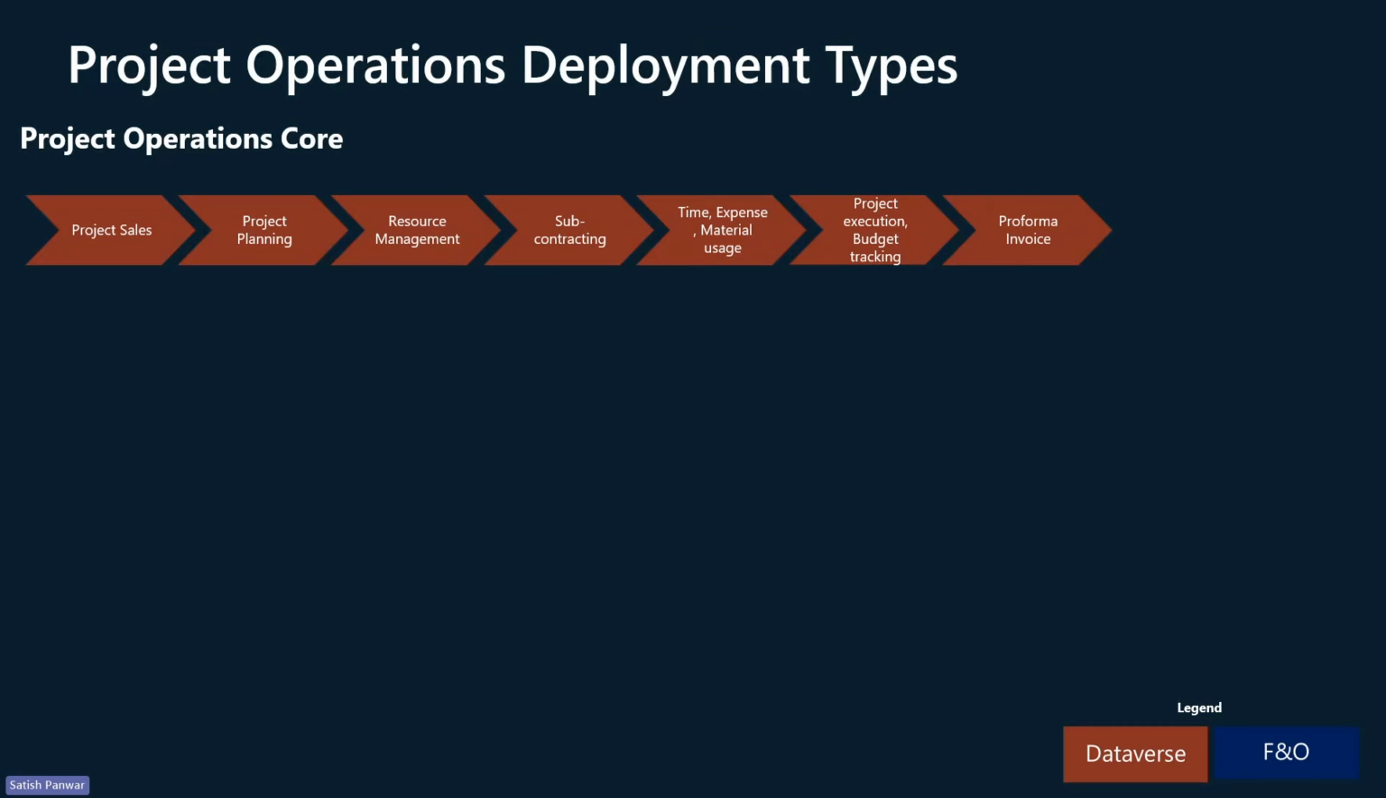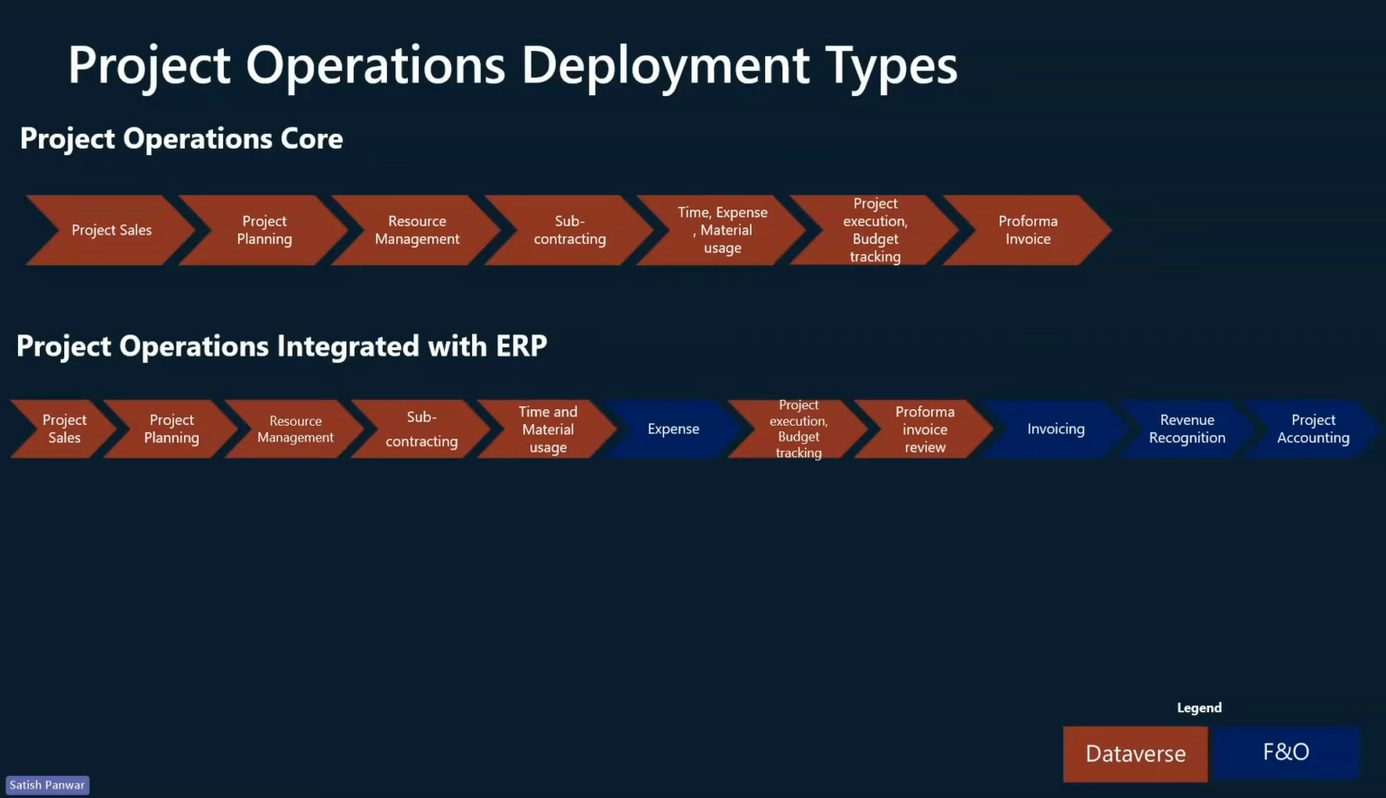If the customer is looking only for the front-end capabilities, starting from sales to pro forma invoice, and not looking for finance capabilities, they can use project operations core deployment and integrate it with their third-party ERP based on their requirements.